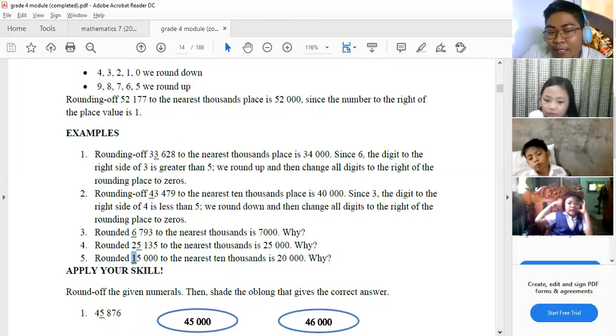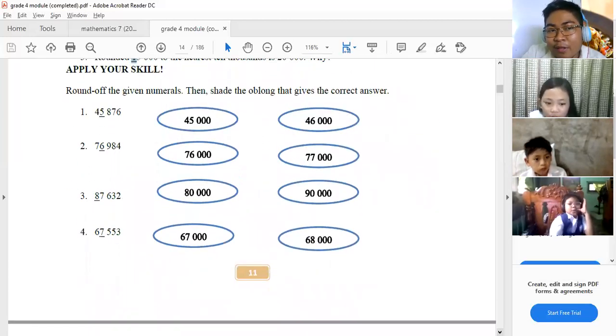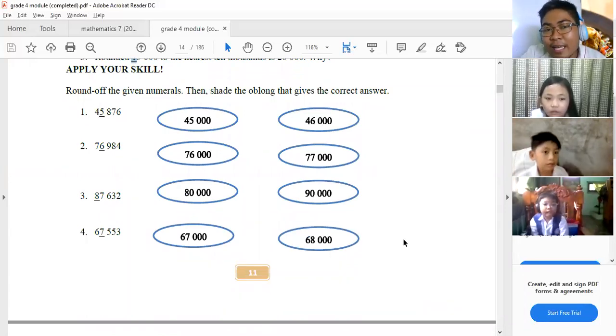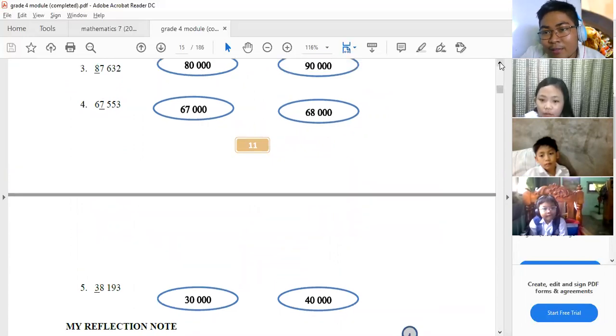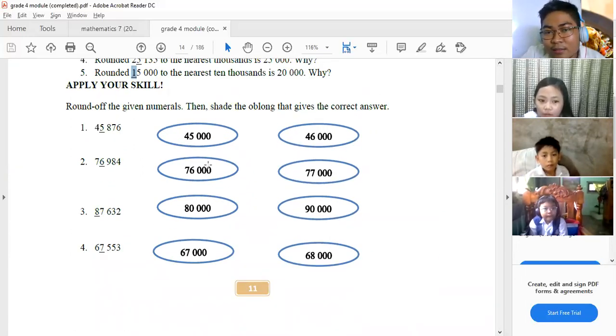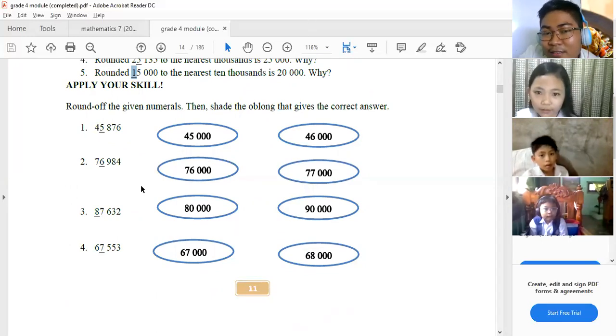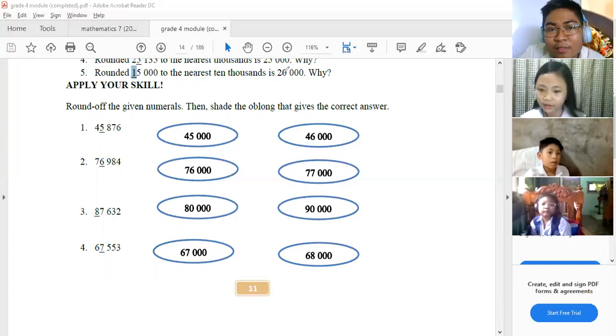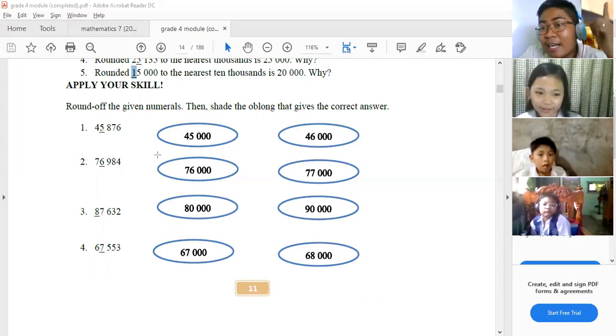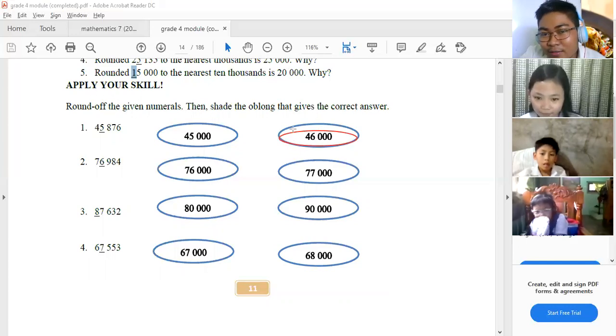So let's try to apply your skills, if you truly understand the lesson. Let's round off the given numerals, then shade the oblong that gives the correct answer. Let's try first, Jillian. The answer is 46,000. Why? Because the 5 rounded up. So we shade this.